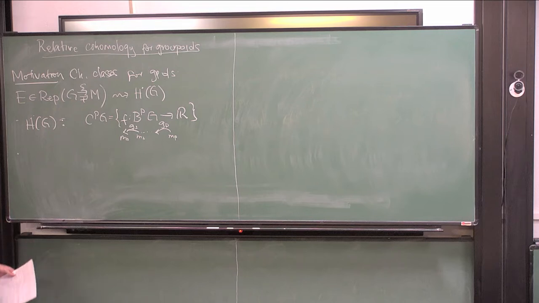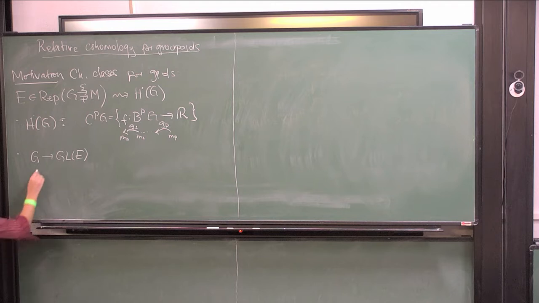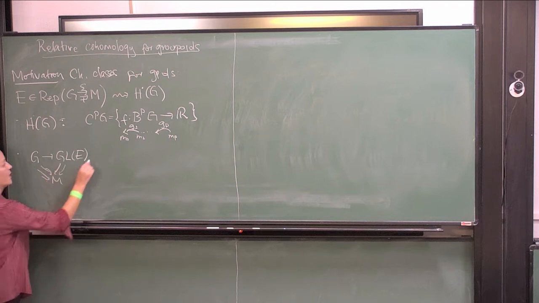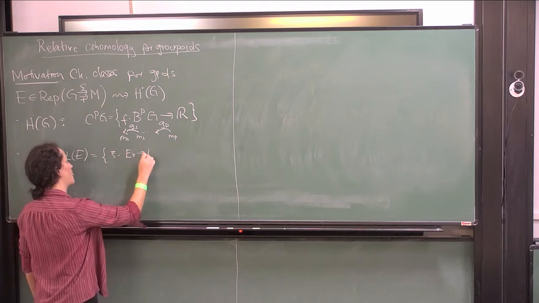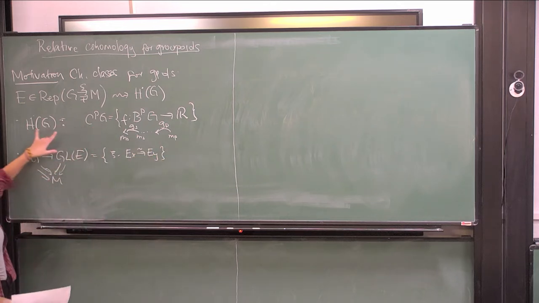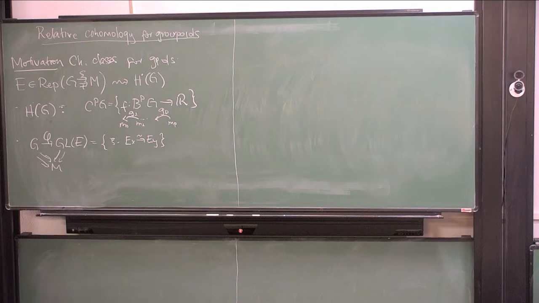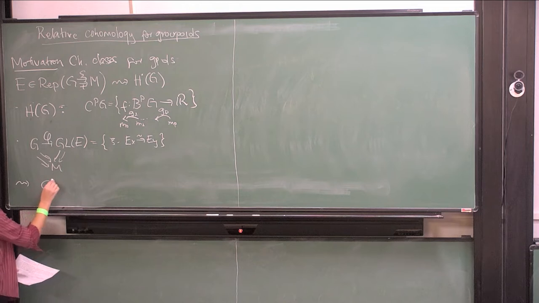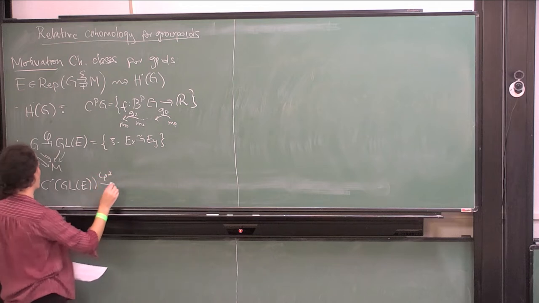If you have a representation, it is encoded in a Lie groupoid morphism from G to GL(E), where E is a vector bundle over M, and these are just linear isomorphisms of the fibers. You see that this is contravariant. So if the representation is encoded in this Lie groupoid morphism, what you get is a map from the cochain complex of GL(E) to the cochain complex of G.